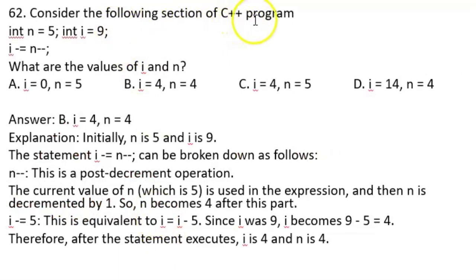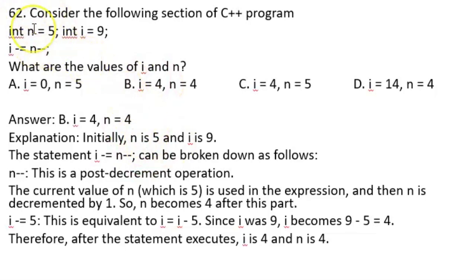Question 62. Consider the following section of a C++ program. int n = 5; int i = 9; i -= n--; post decrement. What are the values of i and n? This question always appears in exams on C++ or programming languages.